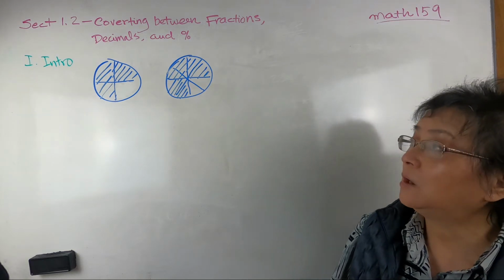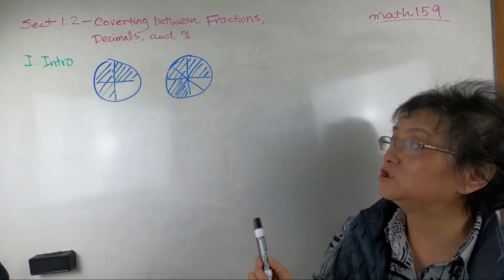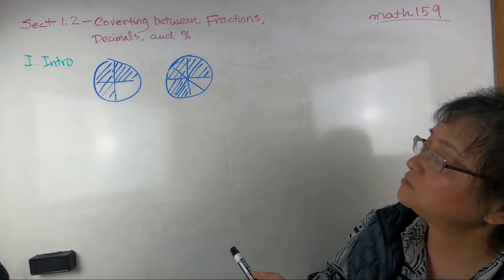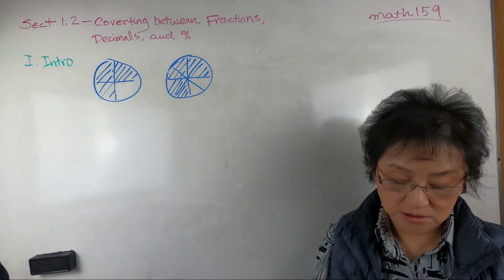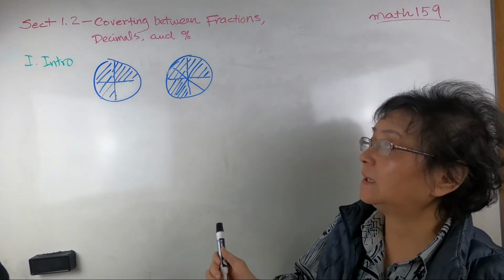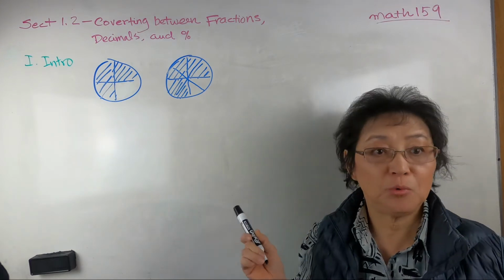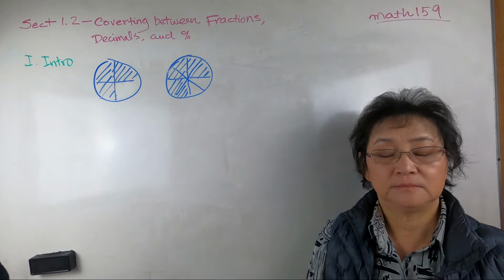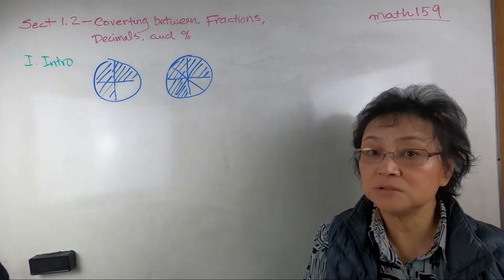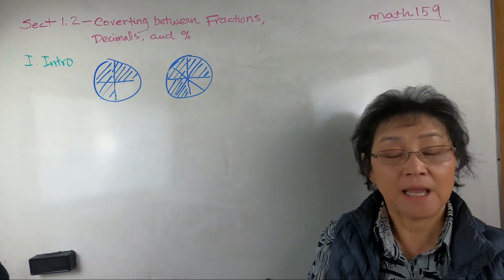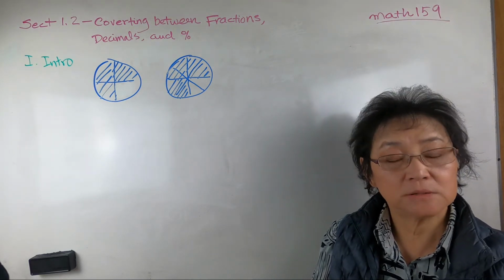Okay, we are on section 1.2, converting between fractions, decimals, and percentages, on page 6. Last time in section 1.1, what did we talk about? We talked about decimals, rounding, right? And what else?